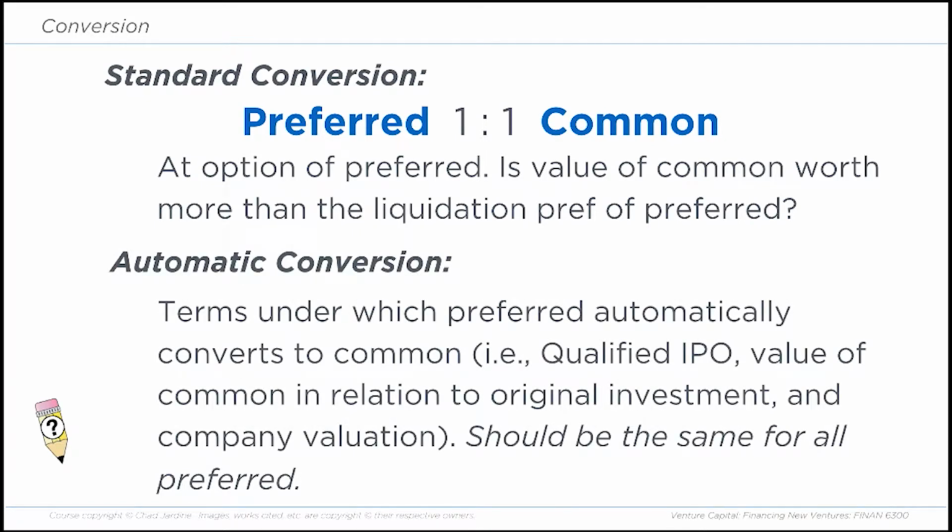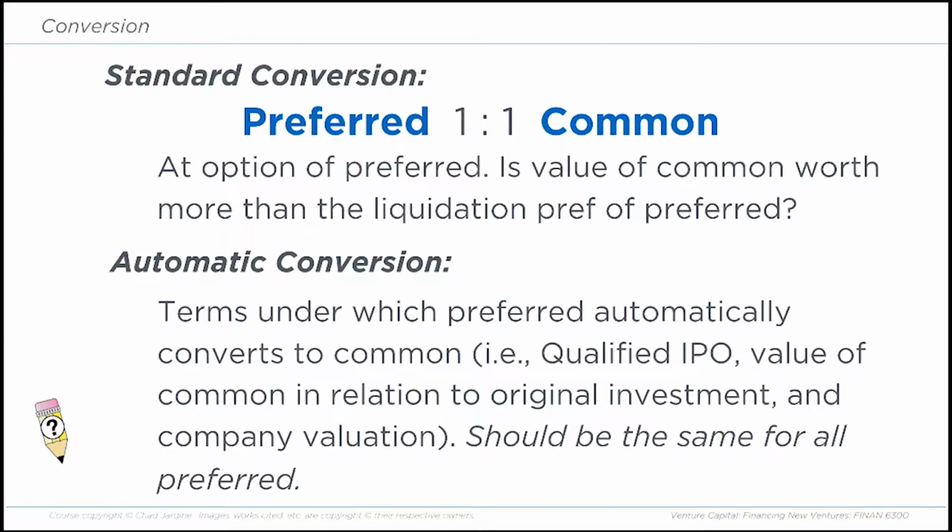Now, automatic conversion terms are pre-established criteria under which the preferred shares automatically convert to common. So this isn't about it being the choice of the investor. If these terms are met, the preferred shares become common shares. They convert. These provisions may be used to determine at what price a company is allowed to do an IPO, which is then called a qualifying IPO, right? An IPO that meets these conditions, and usually includes provisions about the value of common shares in relation to the original investment and the total valuation of the company in an IPO.